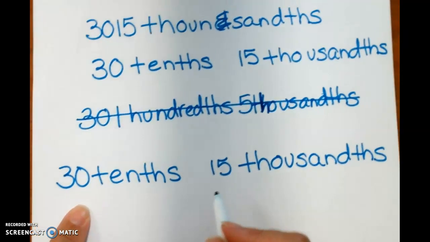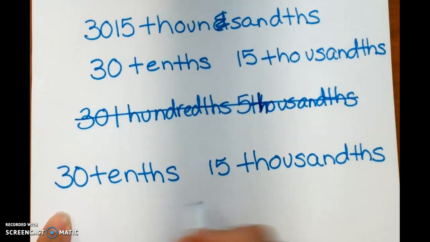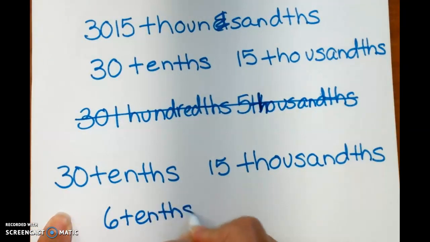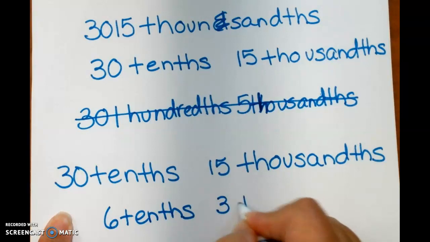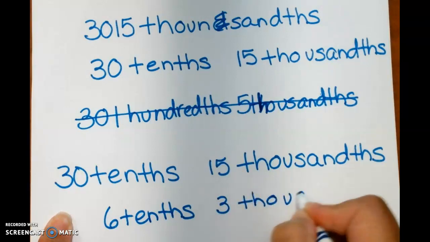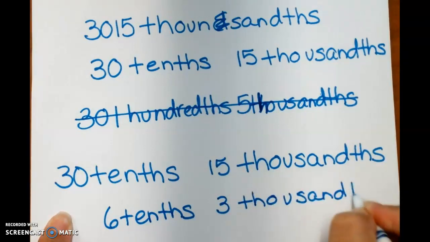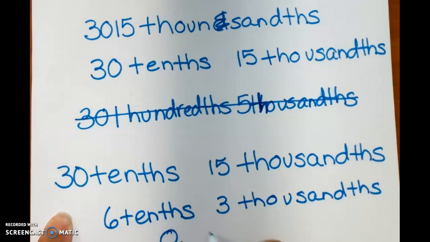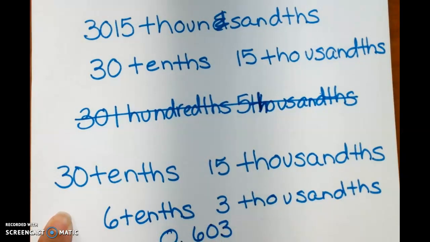I can divide 30 tenths divided by 5, which gives me 6 tenths. And 15 thousandths divided by 5 gives me 3 thousandths. So in standard form, it would be 0.603 because I don't have any hundredths.